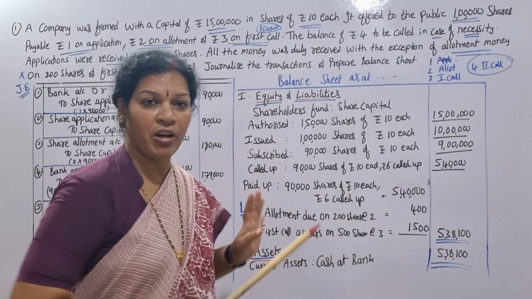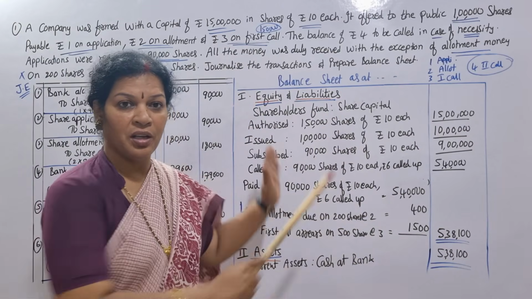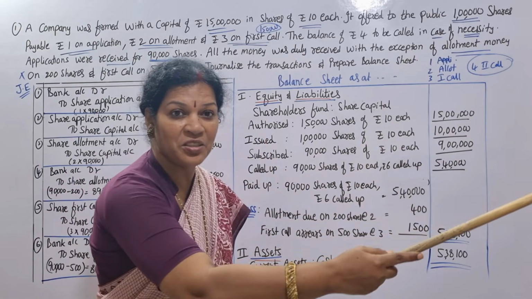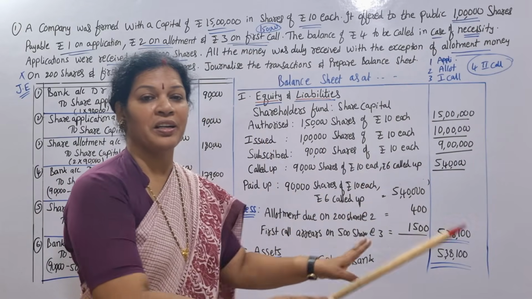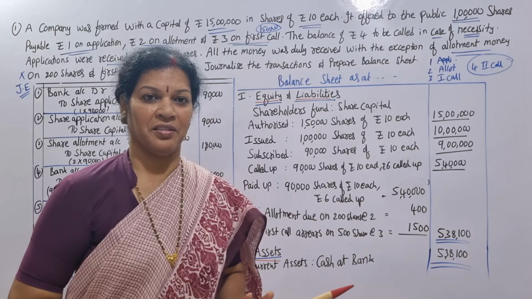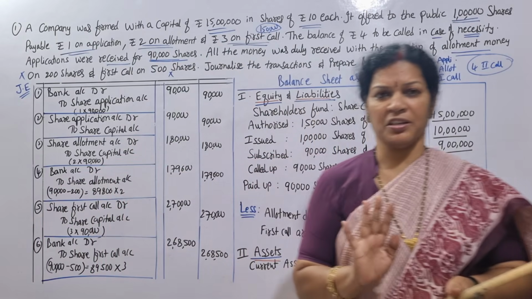So in vertical format I have shown you the balance sheet. If you want, you can also prepare it in a T table. On the liability side you show 5,38,100, and on the right side you write the assets. There also you simply write cash at bank, the same amount, tally it, that's it. The problem is simple. Let me give you a recap once again.